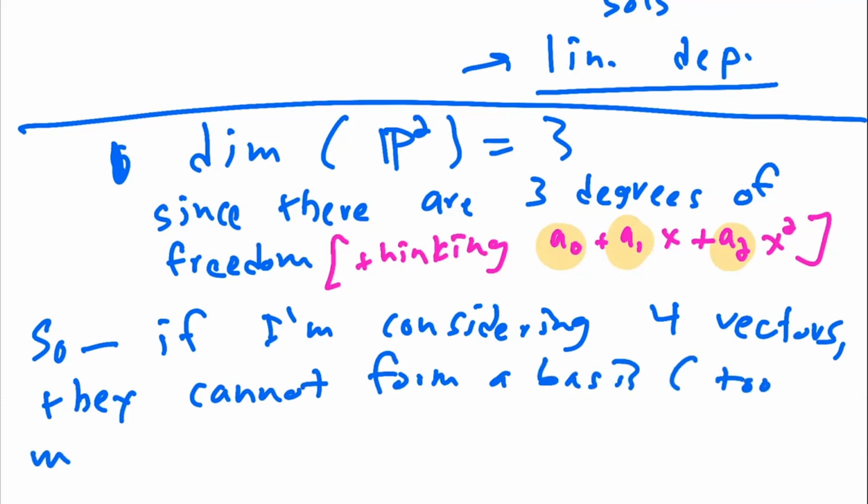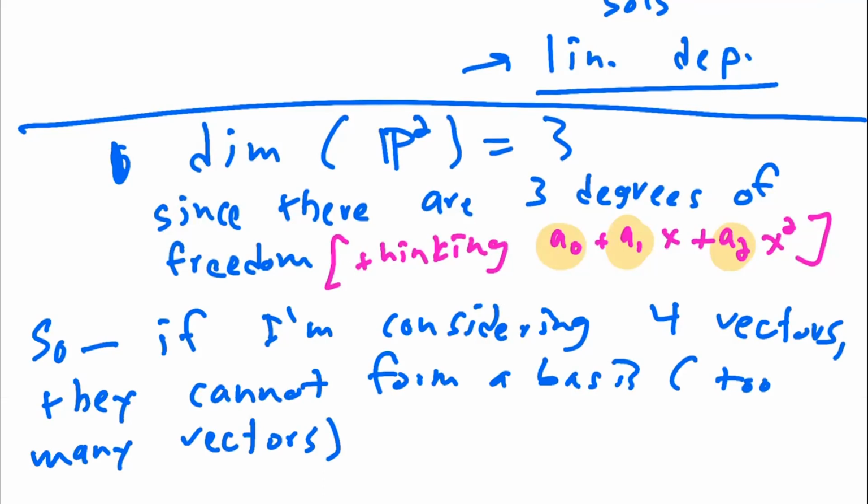Right, there are too many vectors there. I chose 4 just randomly, right? If somebody gave me 2 vectors, I know that would not be enough. The right number of vectors to form a basis for P2 is 3. If I'm given any number other than 3, I can automatically dismiss it. I know for a fact that it cannot possibly be a basis, because every basis has the same number of vectors.